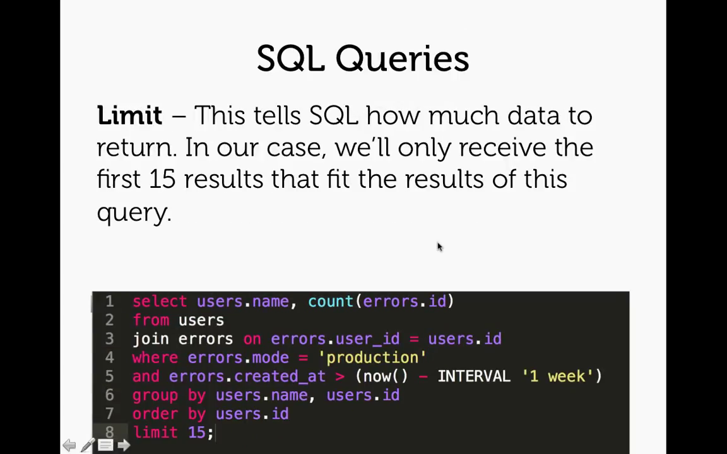All right, so the limit. This tells SQL how much data to return. This is a feature of SQL that exists just because companies have these massive databases. Almost every company has hundreds of thousands, at least, often millions, tens of millions of lines of data.